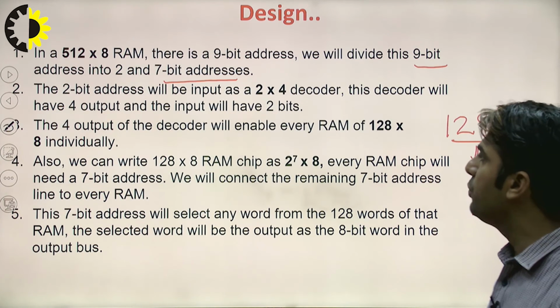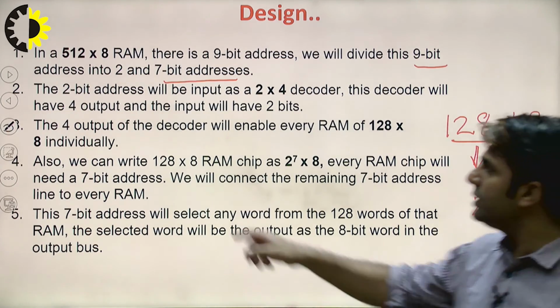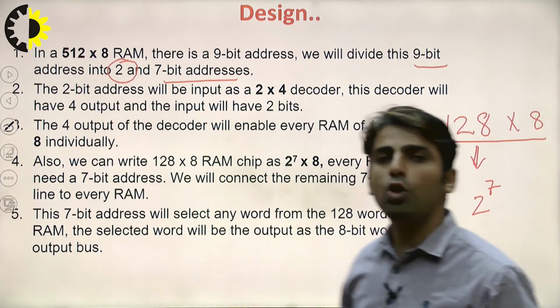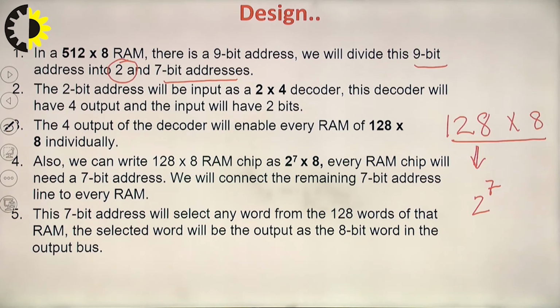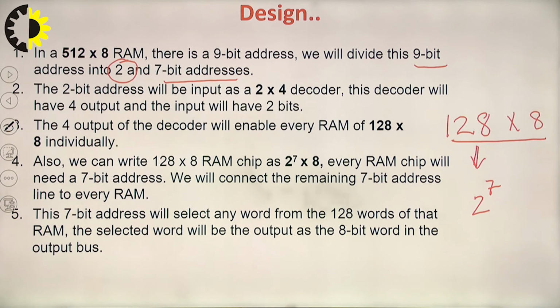The 2-bit address will be used as input for the 2 into 4 decoder. So, the rest of these 2 bits will be used for the decoder select lines, decoder input. The 4 outputs of the decoder will enable every RAM of 128 into 8. Suppose we are using a 2:4 decoder. What does this 4 mean? That means we have 4 RAMs available, RAM 1, RAM 2, RAM 3 and RAM 4.